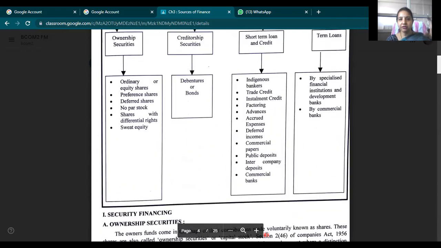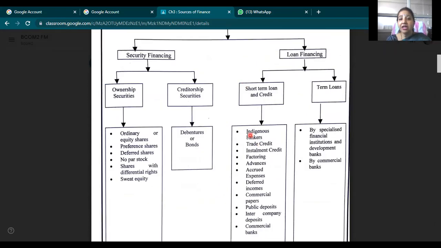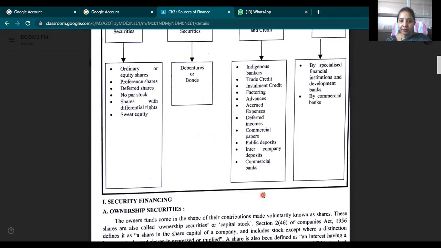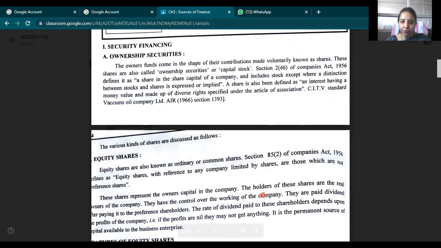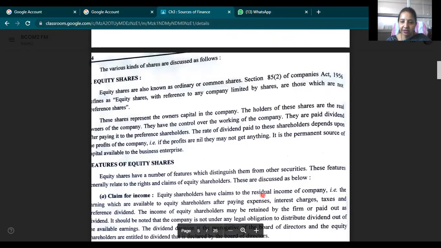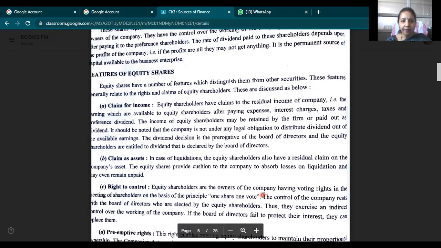After this particular chart, he has explained each and every term in this particular PDF. He explained everything in his book. Like, see, security financing, ownership security, equity shares, everything, the whole material is being given to you. I have already shared it with you all. Then features of it, no need to write features. It will not be asked in your paper.